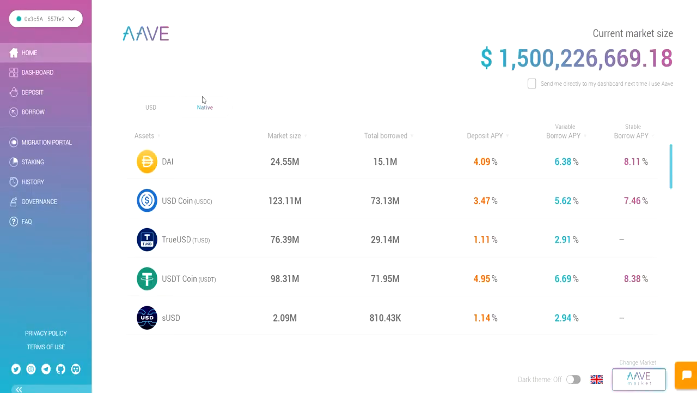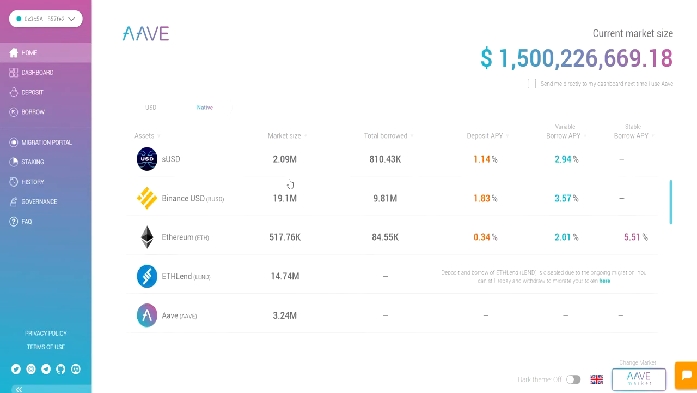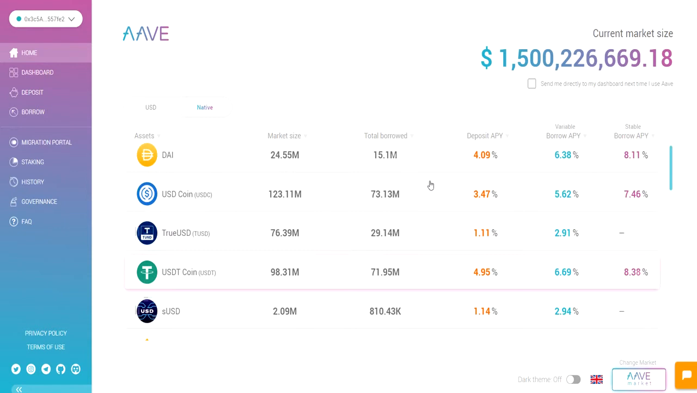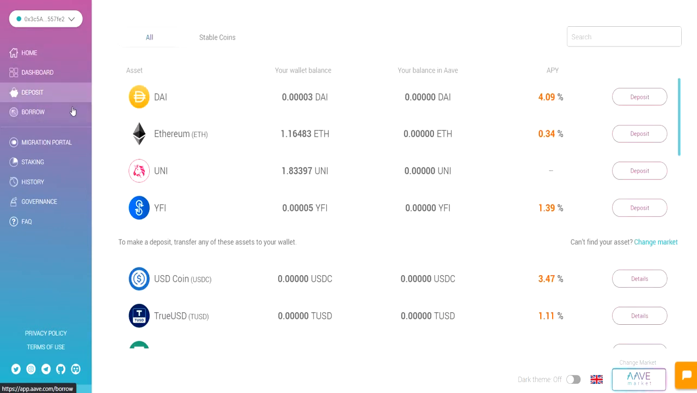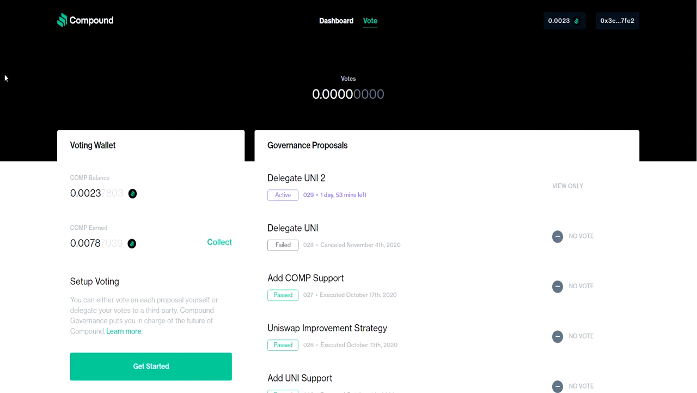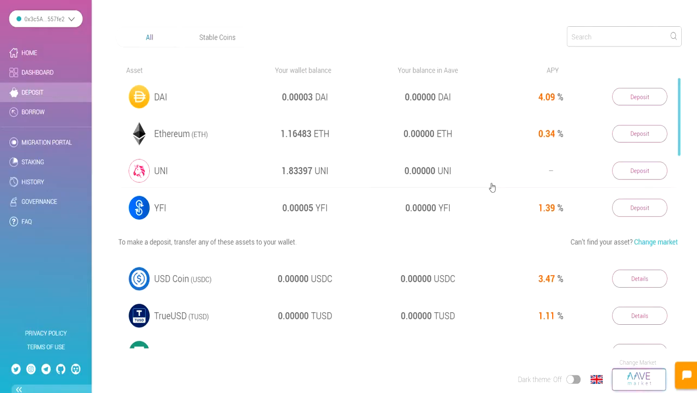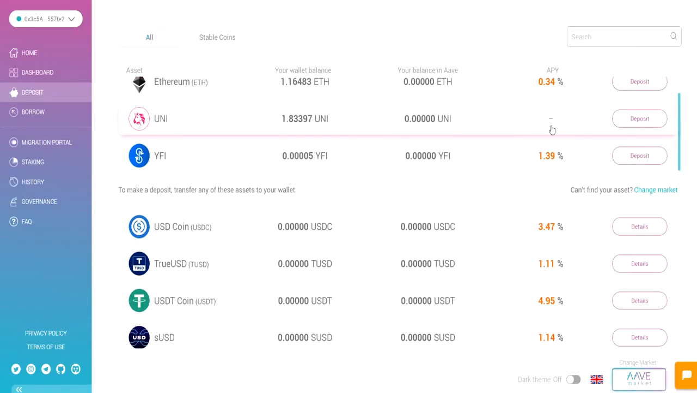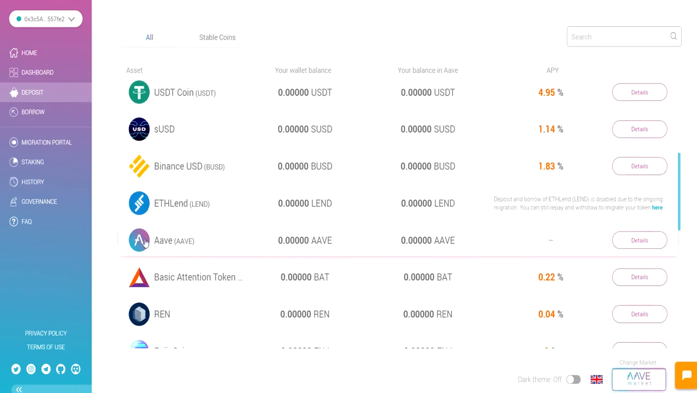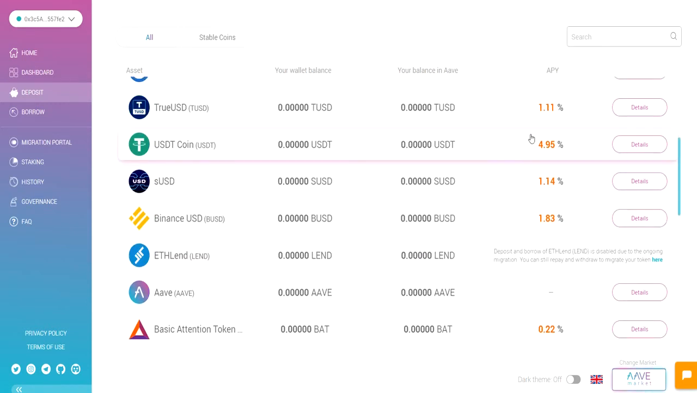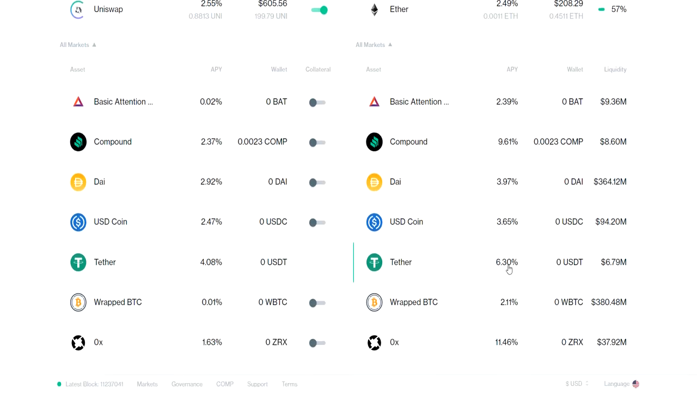The next one is AAVE. Now AAVE, if you take a look at the APYs, let's compare some of the APYs. Let's go straight into deposit. I don't have anything in here, so my dashboard will be empty, but let's go into deposit and see. So DAI 4.9, back over to Compound, DAI 3.97. AAVE, let's check another one. Uni, it's got nothing right now. Let's try something a little special like USDT 4.95, COMP 6.3. So you guys can see it depends on who's using it and what they're using it for. The numbers are different. You have to shop around.